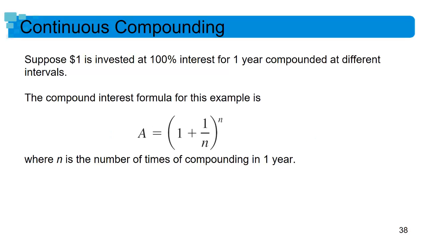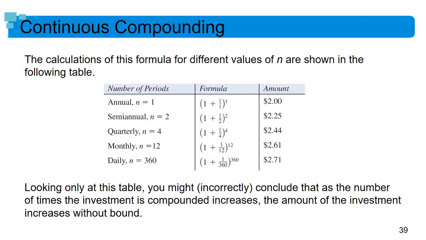So let's figure out how and where this formula comes from. Suppose $1 is invested at 100% interest for 1 year, compounded at different intervals. We've got our normal little formula, right? 1 plus 1 over n to the n, and t is 1, so that's why the t is gone. You can see that if we compound annually, semi-annually, quarterly, monthly, daily, the amounts keep going up, right?